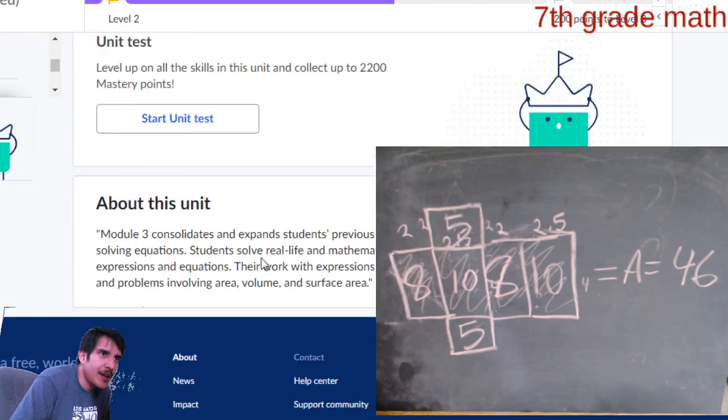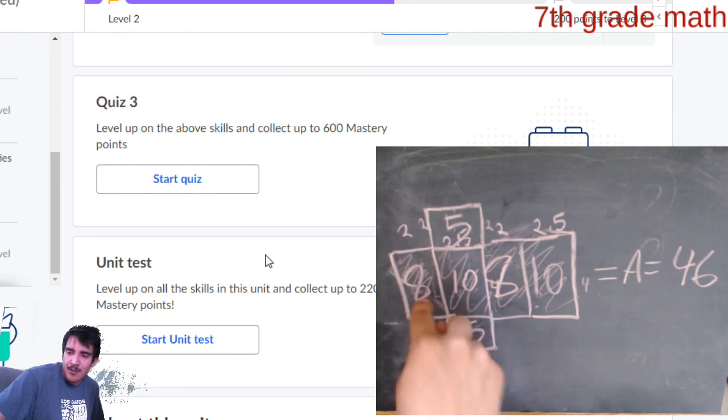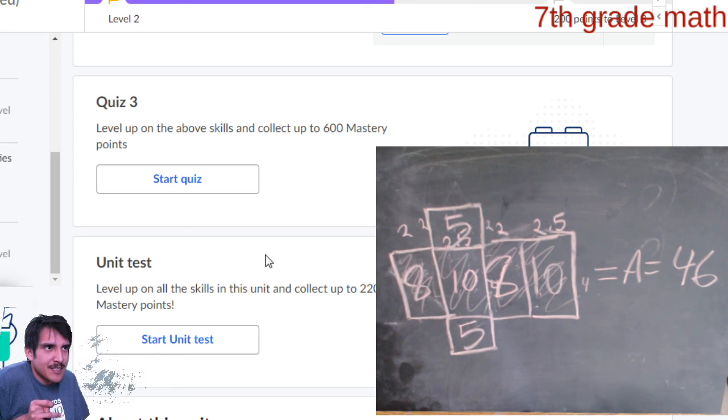So again, if you have a rectangular prism, there's going to be 6 total faces. 1, 2, 3, 4, 5, 6. If you have a rectangular prism, there's always going to be 6 faces. So you've got to make sure that you're finding the area of each of those faces.